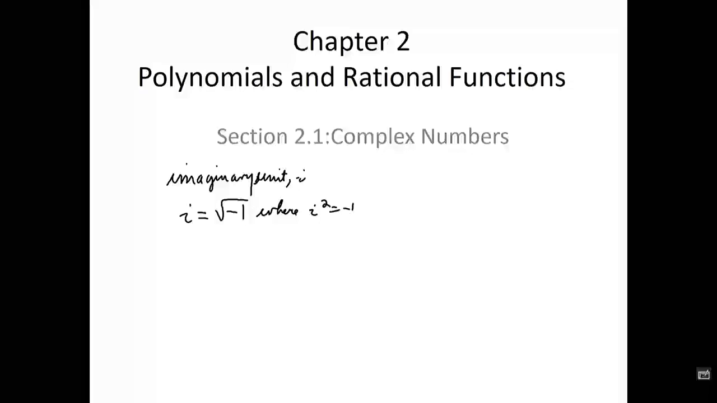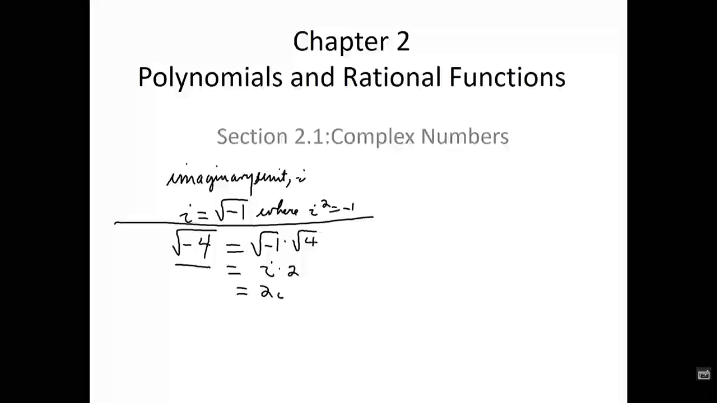So now we can actually use this definition to evaluate the square root of a negative 4. The square root of a negative 4 can be written as the square root of a negative 1 times the square root of 4. The square root of a negative 1 is i. The square root of 4 is 2. So we get the square root of a negative 4 is 2i.